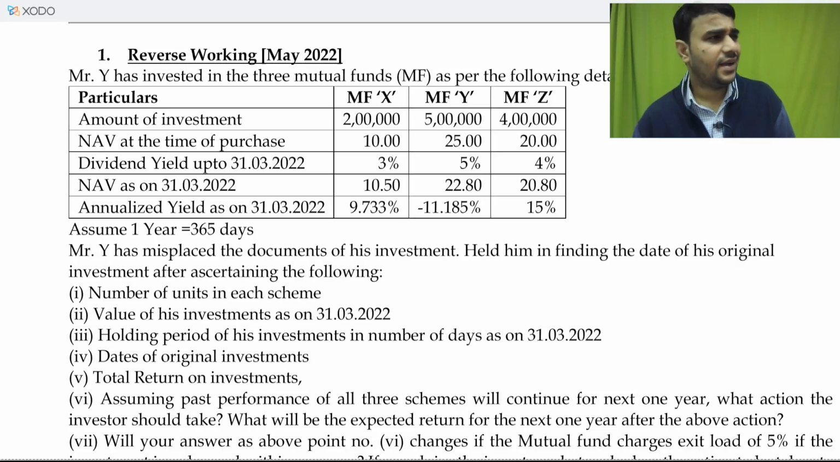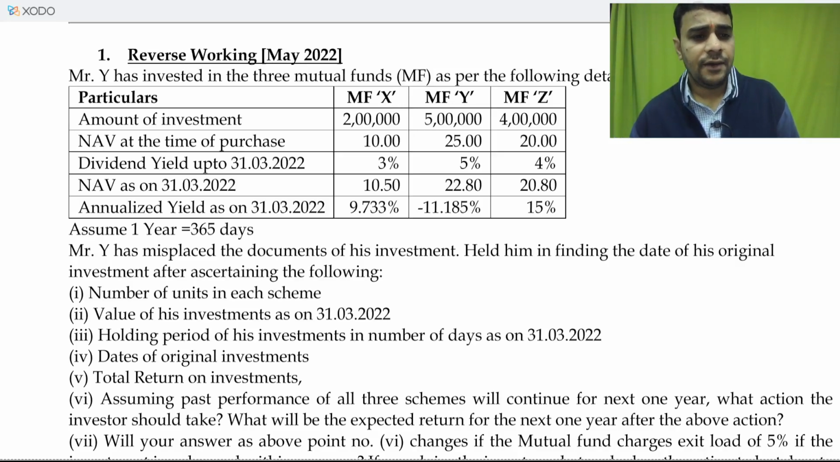Okay, it's slightly a reverse working kind of situation. I have my amount of investment. I have NAV at the time of purchase. NAV as on 31/3/2022 is given. With this, I can technically calculate the holding period return. Holding period return into 365 by number of days is annual return. Number of days will be the balancing figure. So once you get the number of days, you will get the date of original investment.